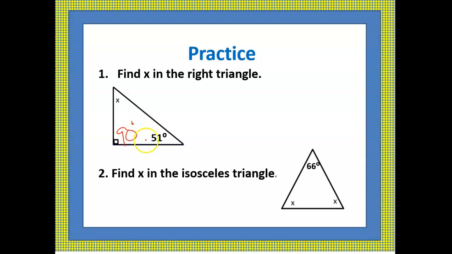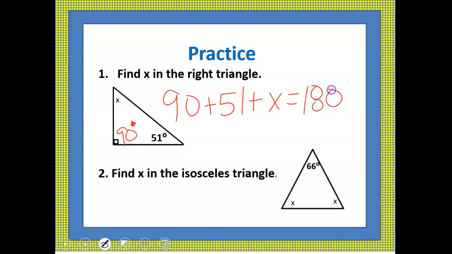We have a 51, and then we have an unknown, or what they're calling X. So if you remember from earlier, if I add up all of my angles, they should always equal 180 degrees. So I've got to figure out what this unknown would be. There's several ways to do this. You can take 180 degrees.